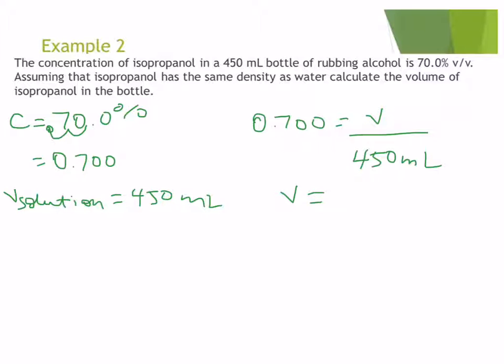So to do that, we're going to multiply our 0.7 and our 450. So we get 315 milliliters of isopropanol in 450 milliliters of solution.